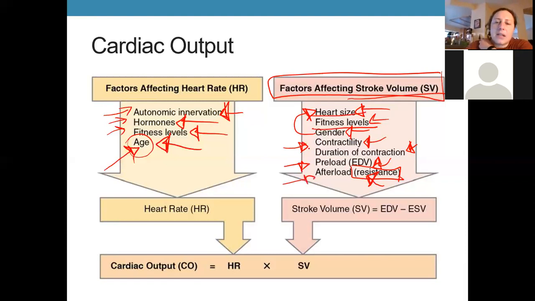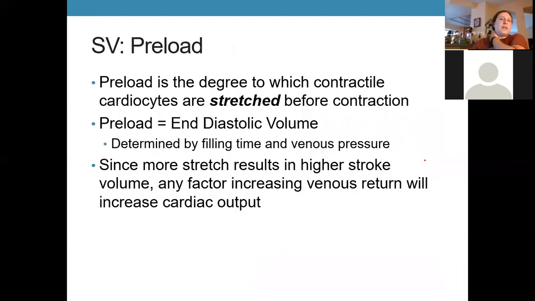Duration of contraction is actually a link between heart rate and stroke volume, because your heart rate is going to determine how long you can stay contracted, mostly. So preload, or end diastolic volume, is basically how much volume is in your ventricles before they contract, but it also is going to determine how stretched your cardiocytes are before they contract.